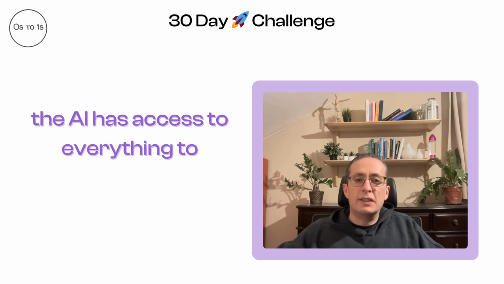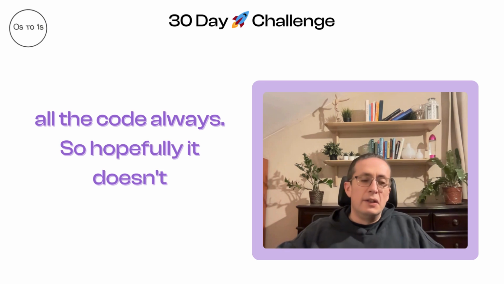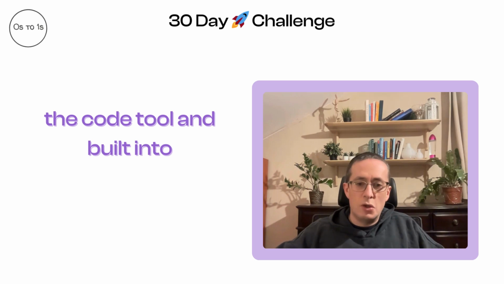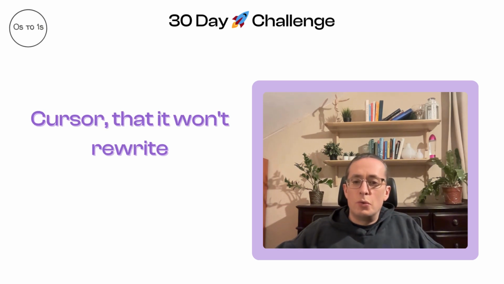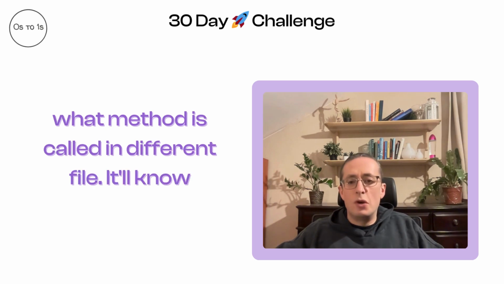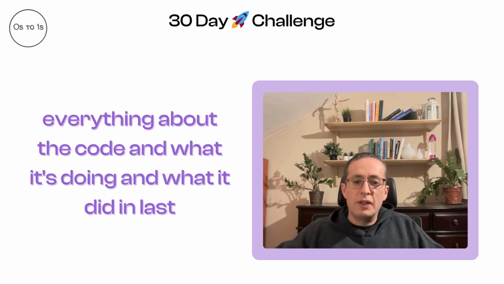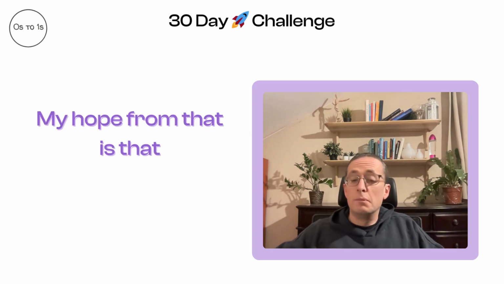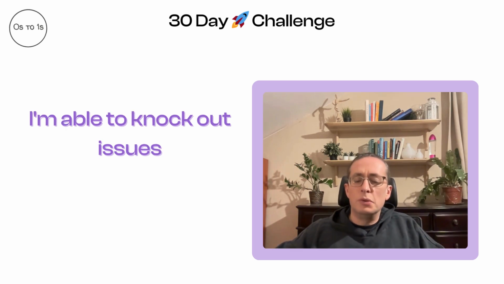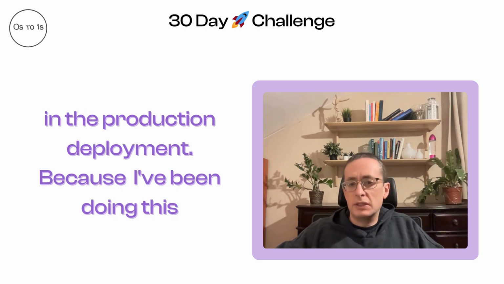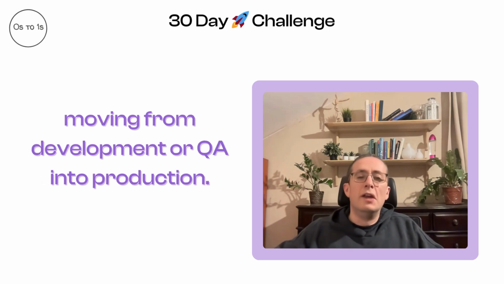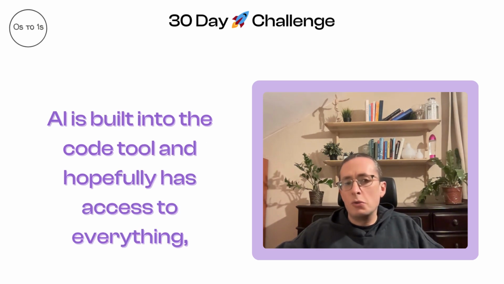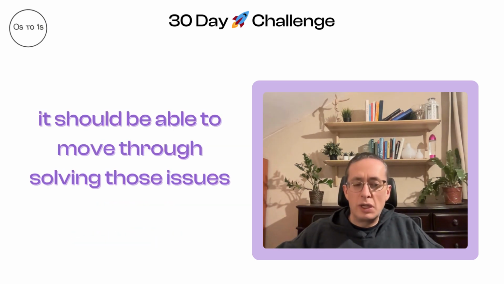And then working specifically within Cursor, so the AI has access to everything and all the code always, so hopefully it doesn't make the same mistakes. My hope is that by being built into the code tool, it won't rewrite code multiple times. It won't not know what method is called in a different file. It'll know everything about the code and what it did in the last steps because it has all the code all the time. So my hope is that I'm able to knock out issues in the production deployment, because I've been doing this long enough to know that there always are issues moving from development or QA into production. I fully expect there to be issues, but because the AI is built into the code tool and hopefully has access to everything, it should be able to move through solving those issues faster.